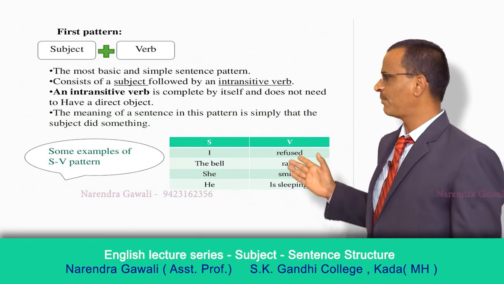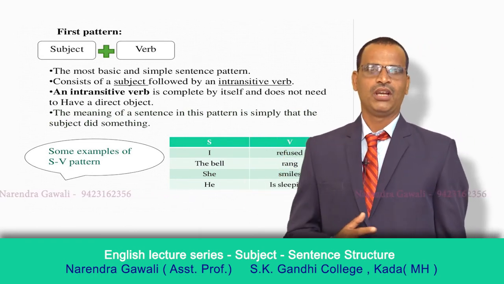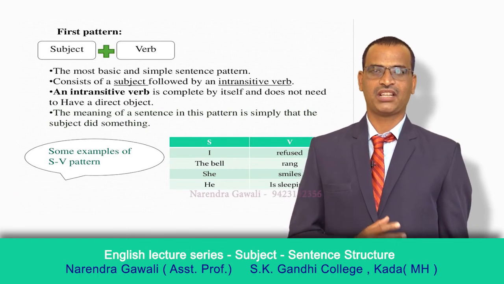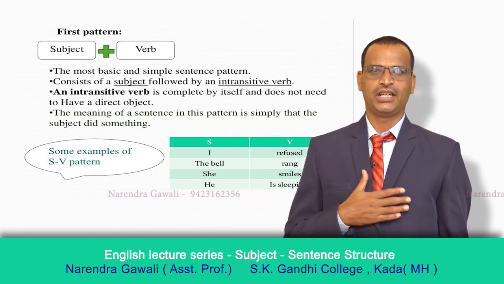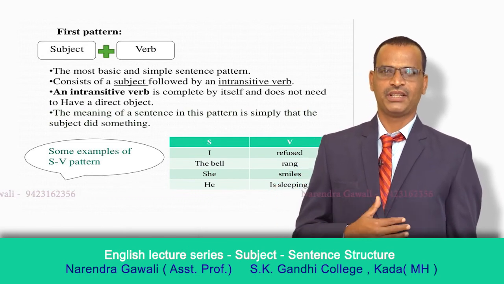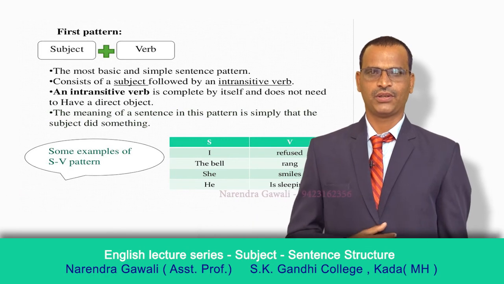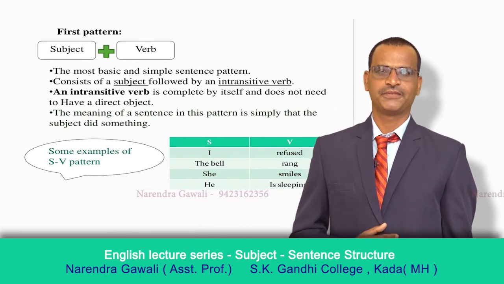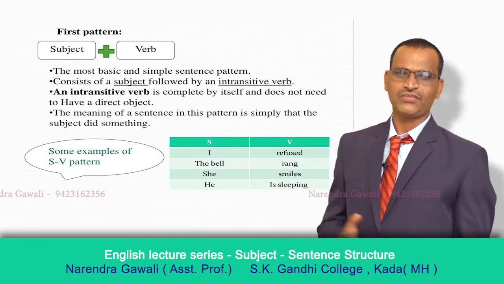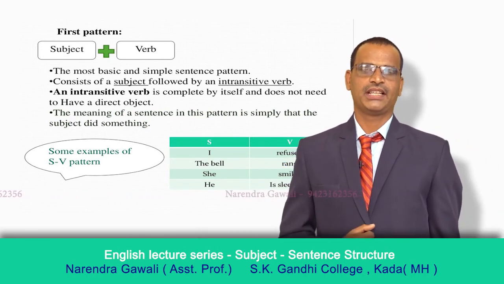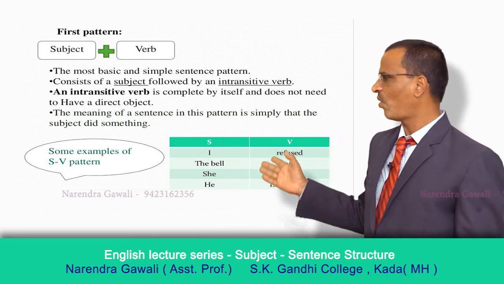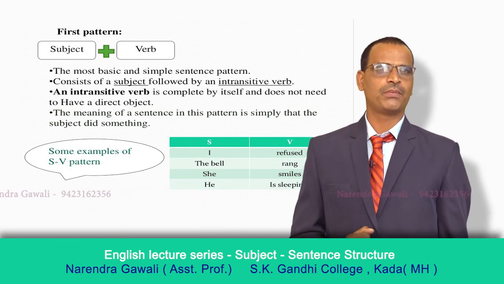First pattern is subject plus verb. What do you mean by subject? It is called in the regional language karta, that is subject. It basically begins with a pronoun or noun, for example, I or Ramesh or Seema. These are called subject. And verb, as you all know, students, shows action. The most basic common simple sentence pattern consists of a subject followed by an intransitive verb.